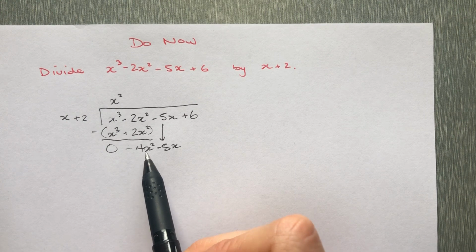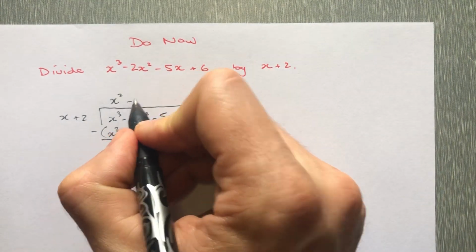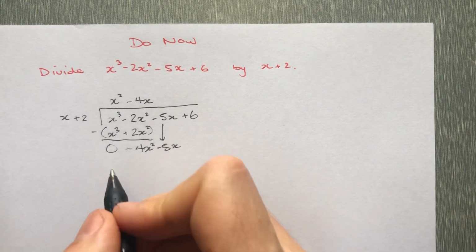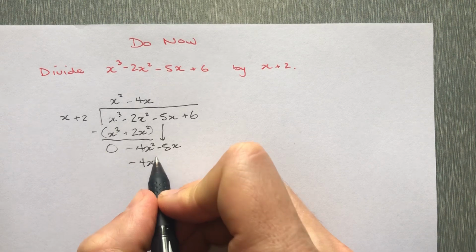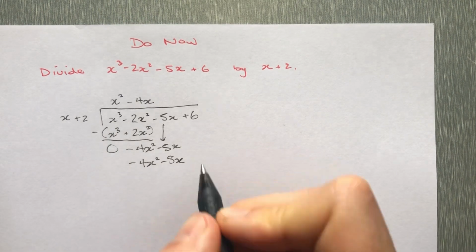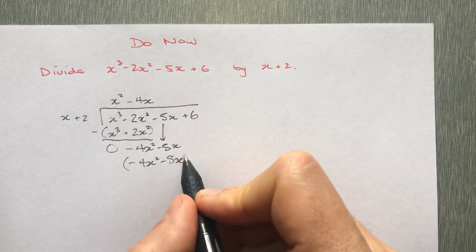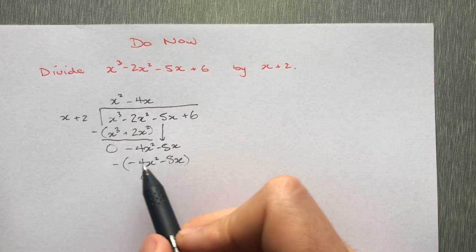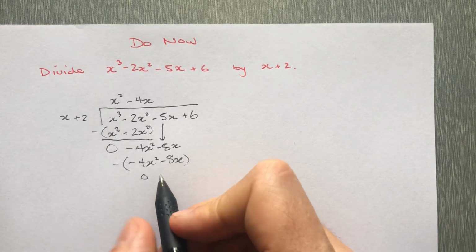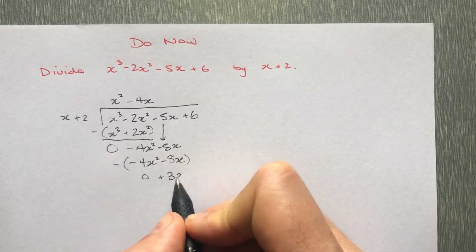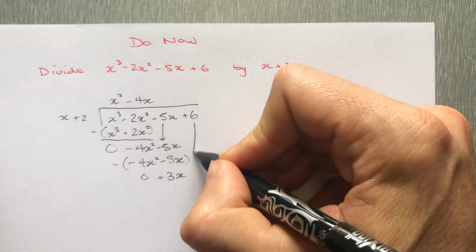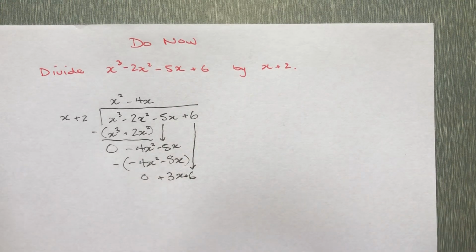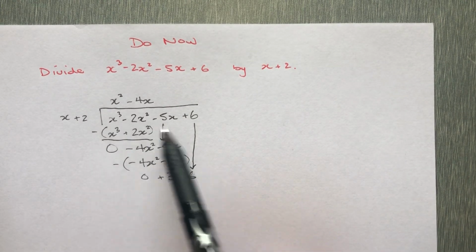So minus 4x squared divided by x. We're taking this term and timesing it by both of those. There we go, and now we're subtracting. So that minus that is going to give us 0. That plus that is going to give us 3x. And we bring that last term down, plus 6. Alright, so this is what we're focusing on now, not what's going on up here.